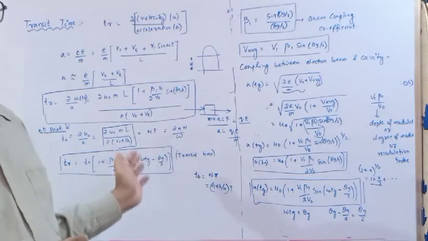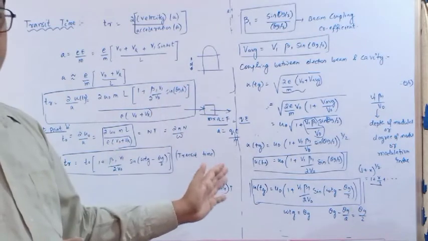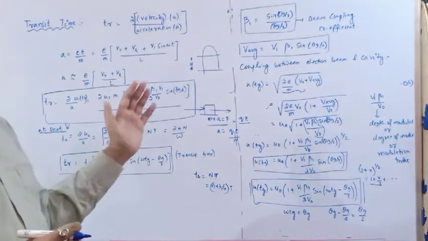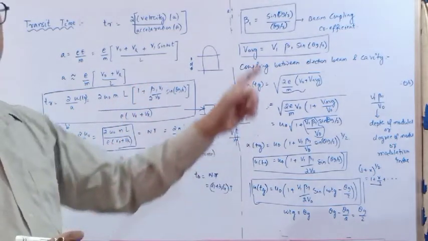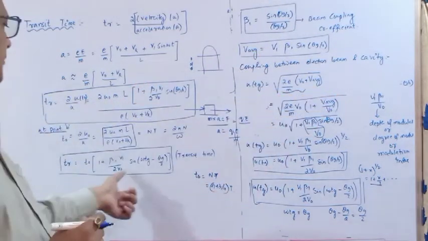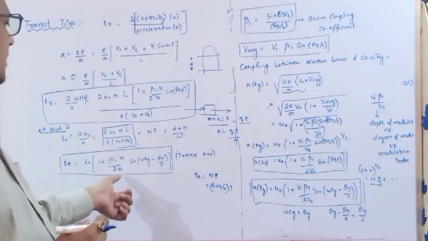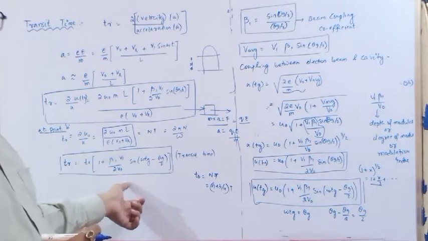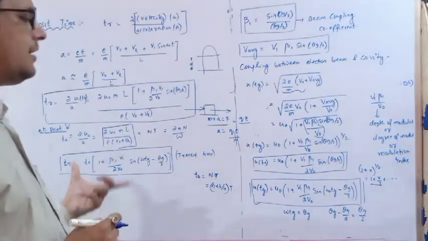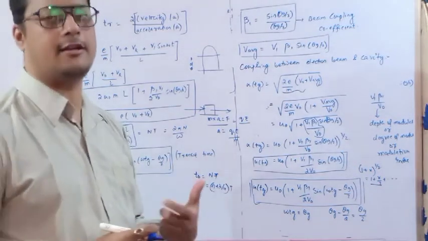In terms of the velocity modulation technique, this is also done. We have represented this in terms of the degree of modulation. What is the degree of modulation? Beta1 V1 divided by V0. So this equation is called the equation for transit time.